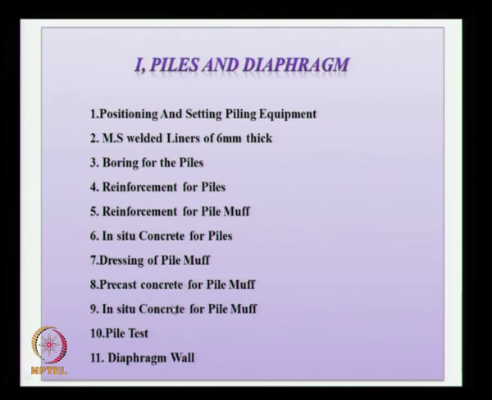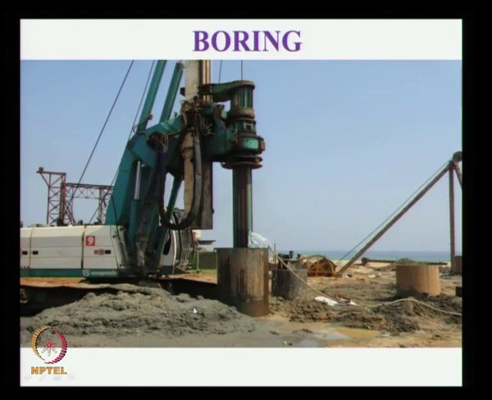So once you complete the pile, we do some pile tests, both low strain and high strain integrity tests or static load test. Then we will see the diaphragm wall. Diaphragm wall construction is somewhat similar to the pile construction. There is separate equipment for doing the diaphragm wall. These are the 11 items for which we will see how the cost estimate is being carried out.